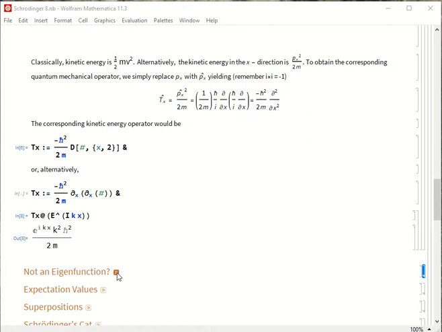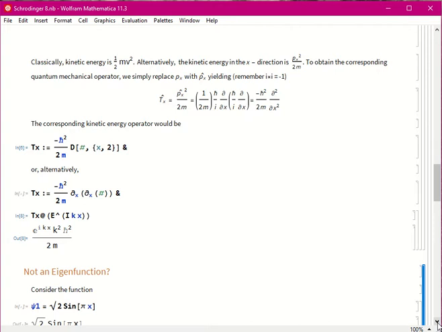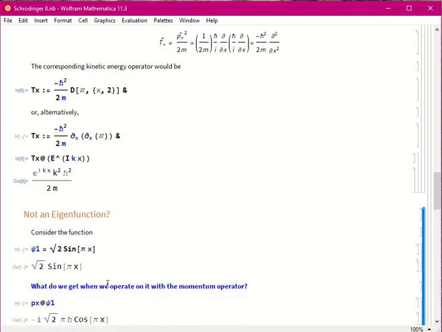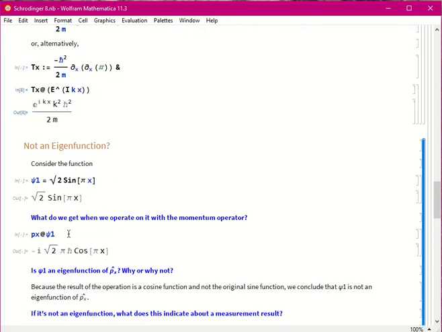So we're going to go back to our document on the Schrodinger equation, and we're going to look at a function, the square root of 2 times sine of pi x. Now you might recognize this as being very similar to the particle in a box function, which in fact it is. It would correspond to the n equal 1 level for a particle in a box of length 1. So we have our function, and let's see what happens when we operate on that function with our momentum operator as defined in the previous video.